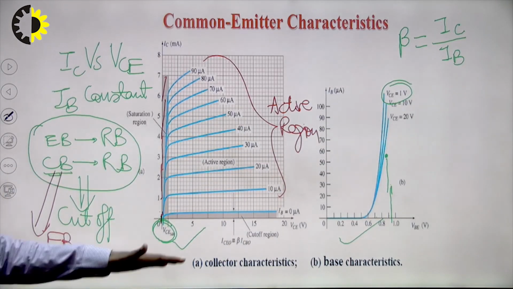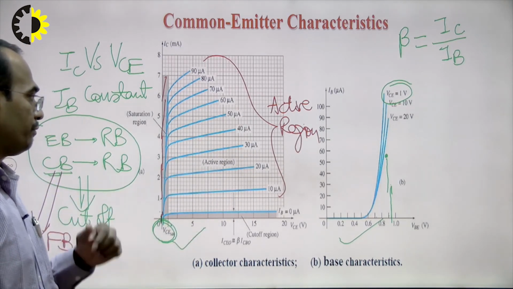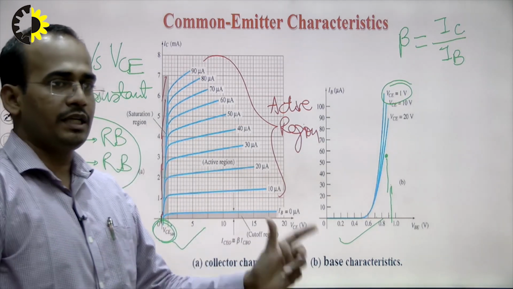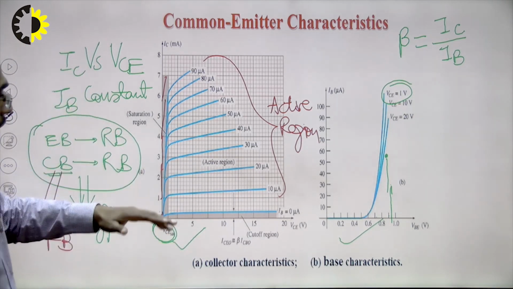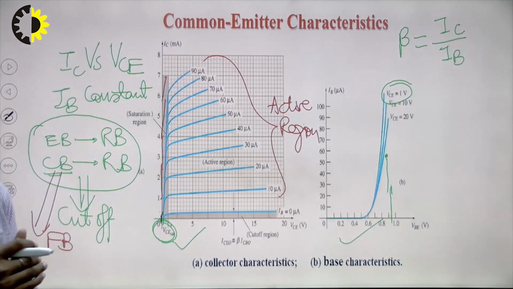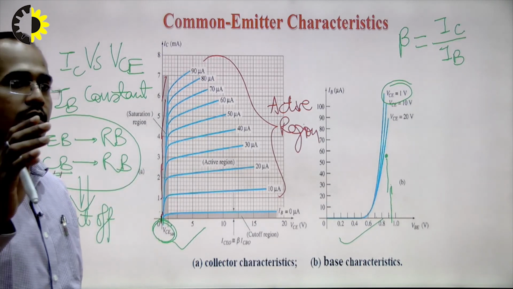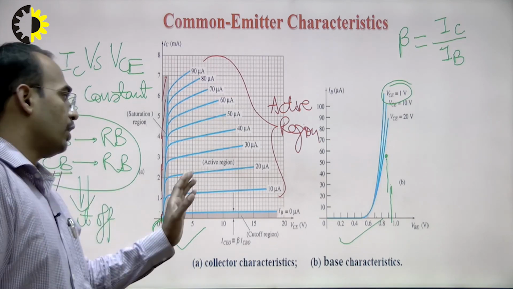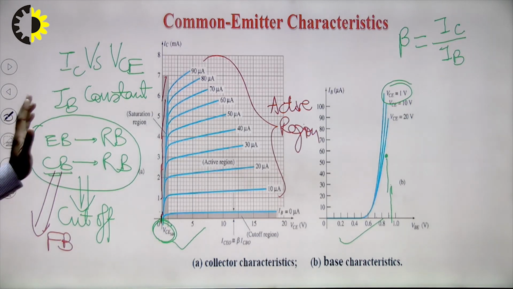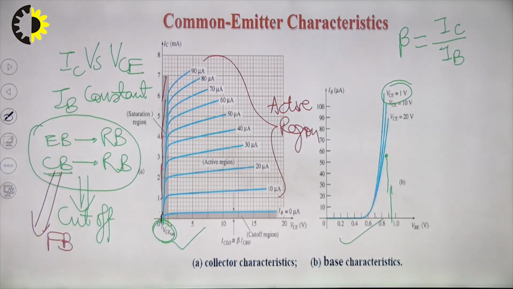So by putting IB equal to 0 microampere or less, the transistor will operate in the cutoff region. By putting the particular value of VCE saturation, or by maintaining the collector voltage less than the base voltage, the transistor will operate in the saturation region. By maintaining the collector voltage greater than the base voltage, the transistor will operate in the active region and the current will increase by increasing the base current. So this is the output characteristic and input characteristic, or you can say the collector characteristic and base characteristic of the common emitter configuration.